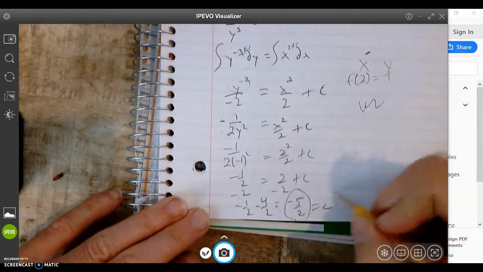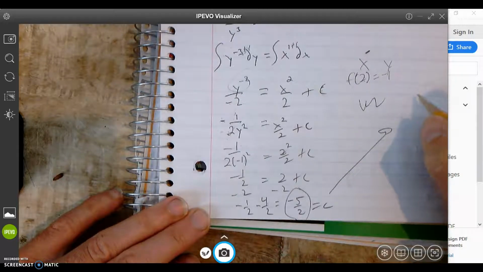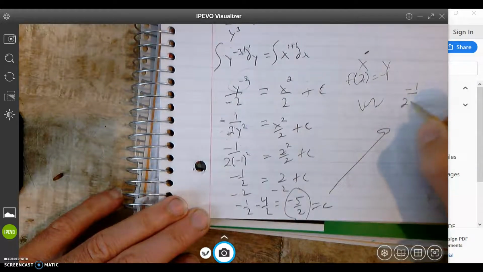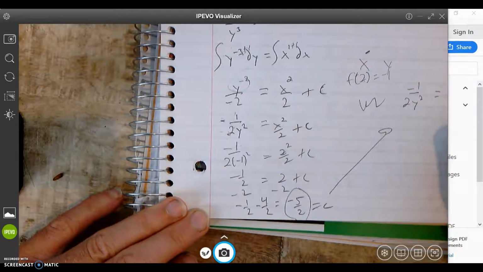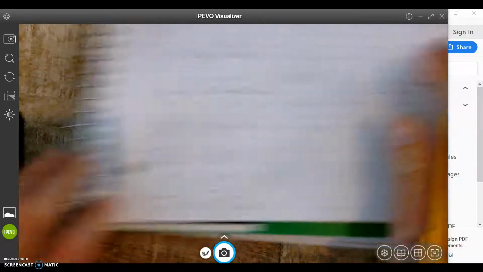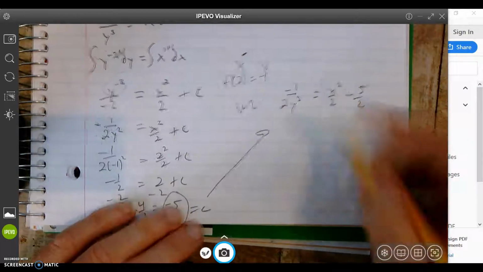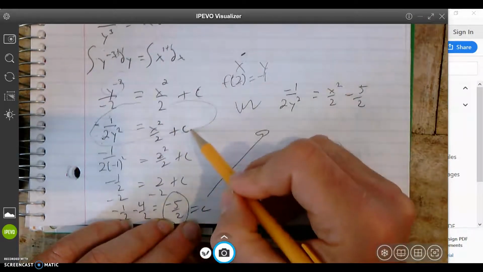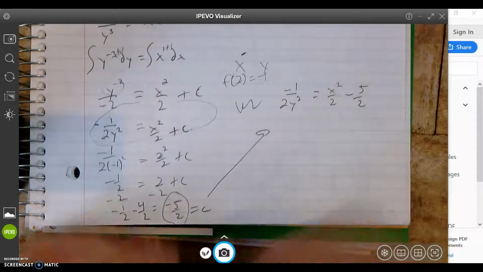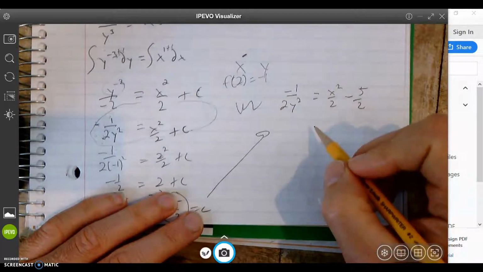Cool. So, doing good. So it's -1 over 2y squared equals x squared over 2 minus 5 over 2. So all I did was I replaced this, and then I got C, put it right in there. Now, last thing, I got to solve for y.